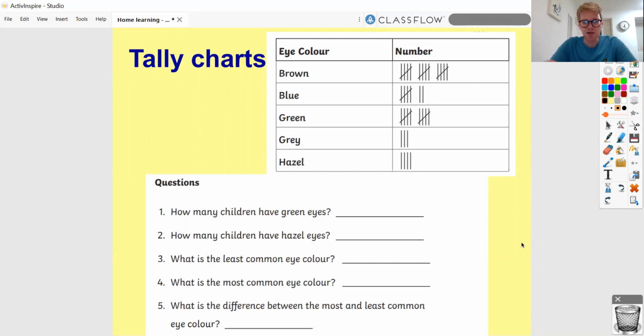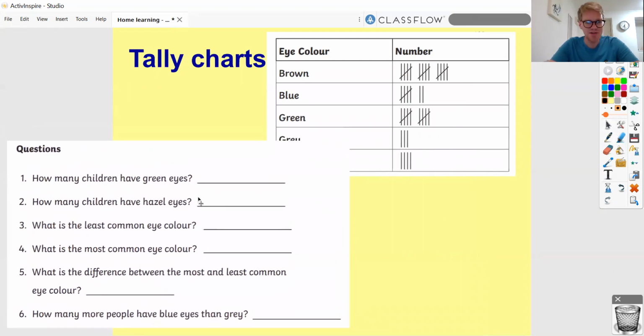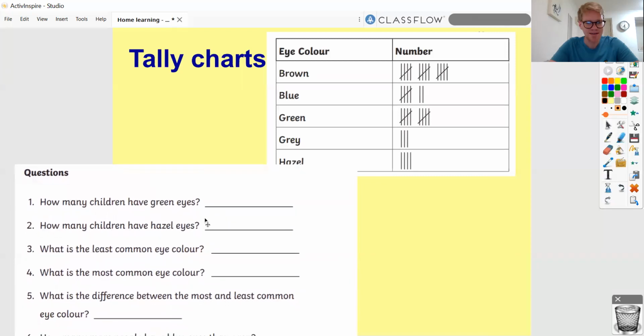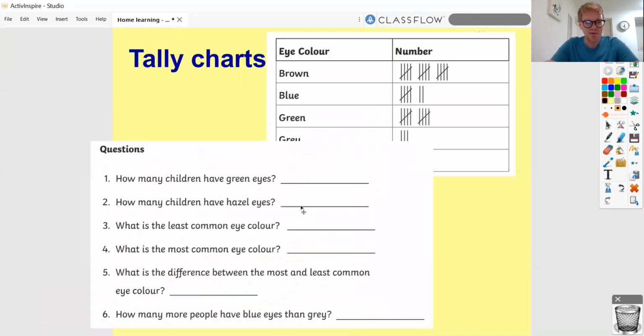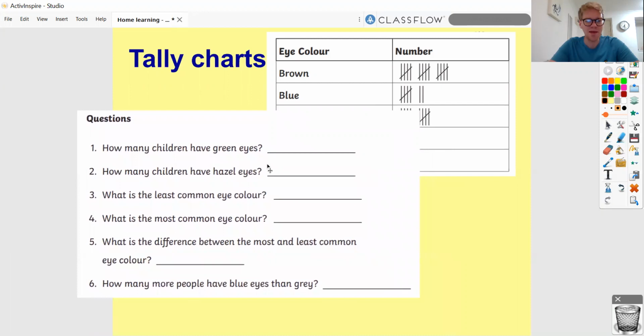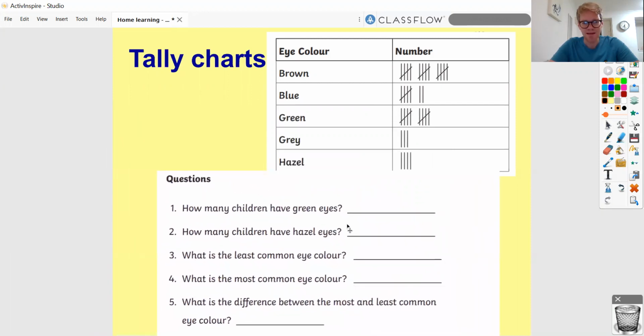So use that knowledge to have a go at some of these questions. How many children have green eyes? How many children have hazel eyes? What's the least common eye colour? What's the most common eye colour? What's the difference between the most and least common eye colour? And how many more people have blue eyes than grey?